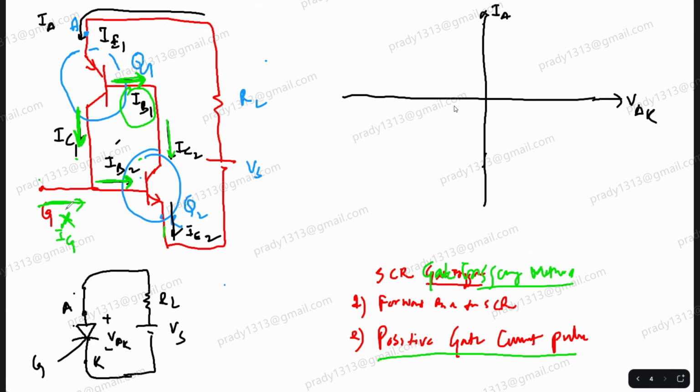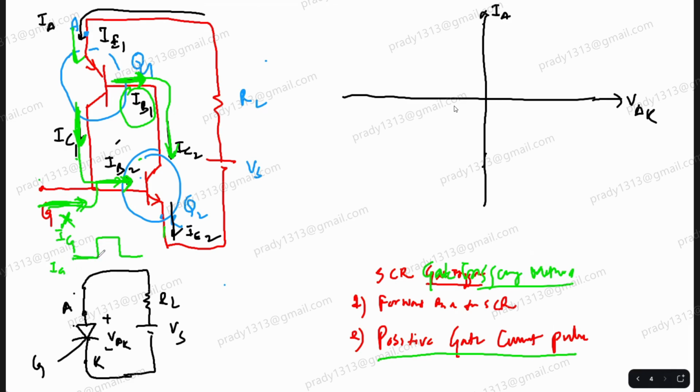Only when we give the gate current, what will happen? This gate current will flow as a base current and make this conduct. Now your base current can flow as collector current, and then this will start conducting. And when this starts conducting, this can supply your base current. So you can stop your gate current.